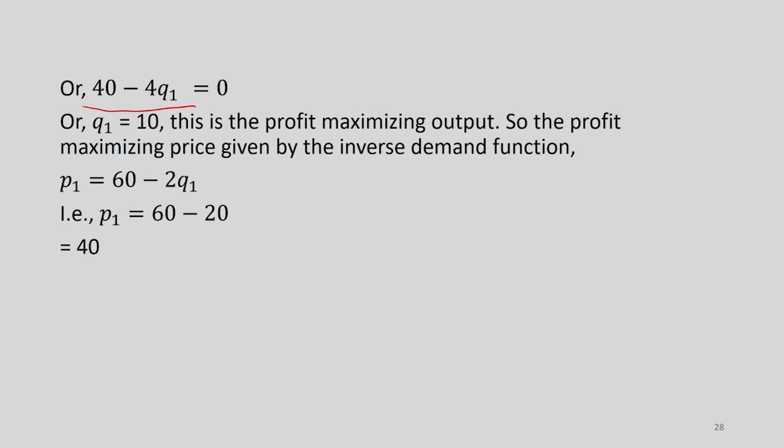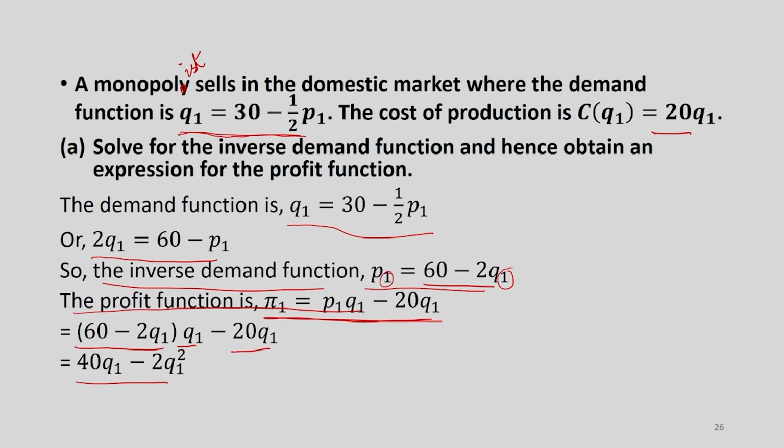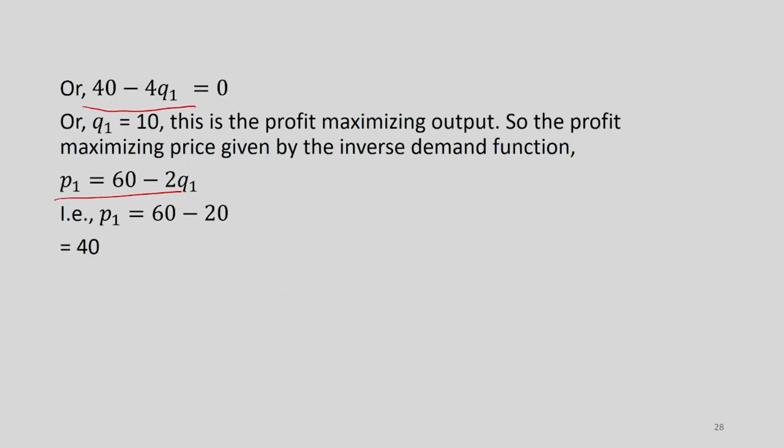So, the profit maximizing price is given by the inverse demand function, which was P1 is equal to 60 minus 2 Q1, right? So here I put Q1 is equal to 10, right? So I'll get 60 minus 20. So the optimal price is 40. So this is the answer. The optimal quantity is 10, optimal price is 40.